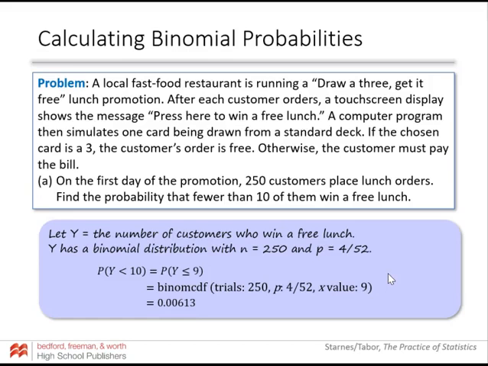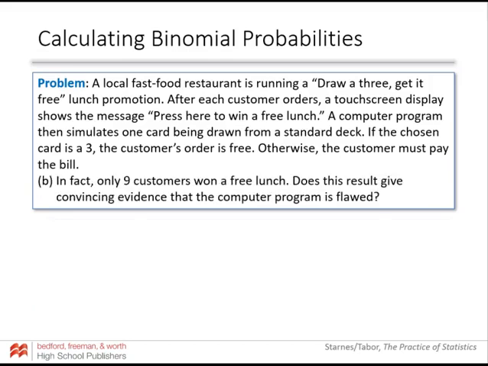And then one more. Same scenario, but let's say that they actually did it and only 9 customers won a free lunch. Would this give evidence that the computer program is flawed?